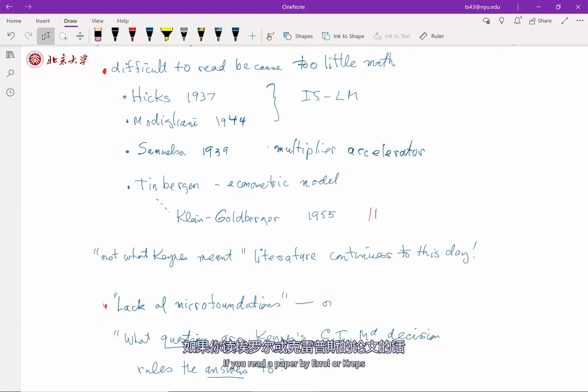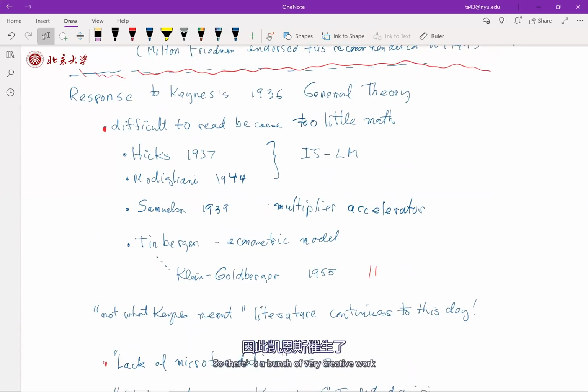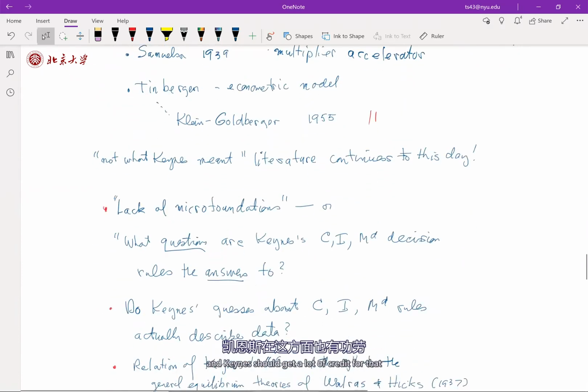You know, if you read a paper by Arrow or Krebs, if you understand the math, you understand the paper. But Keynes, there's more ambivalence. So there's a bunch of very creative work that was spawned by Keynes and in this line, and Keynes should get a lot of credit for that.